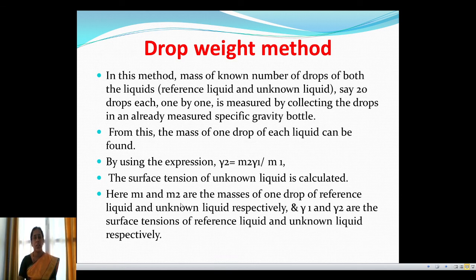In the above equation, m1 and m2 are the masses of one drop of the reference liquid and that of the unknown liquid respectively, and gamma 1, gamma 2 are the surface tensions of the reference liquid and unknown liquid respectively.